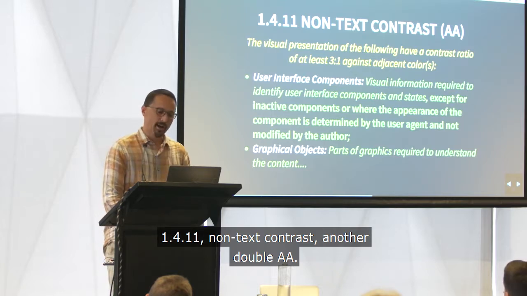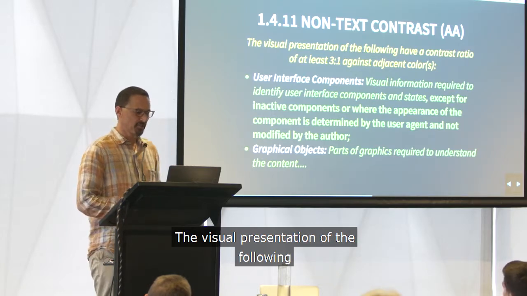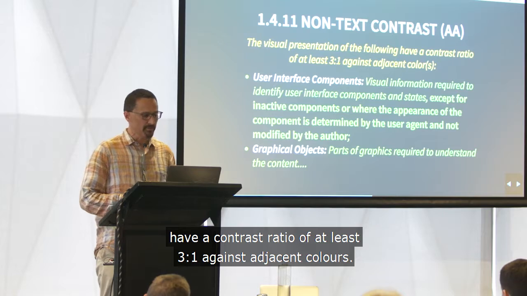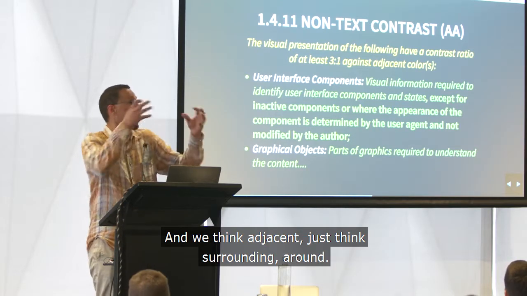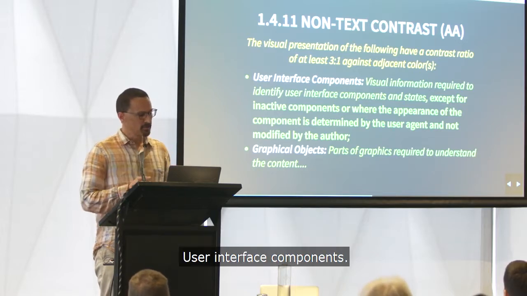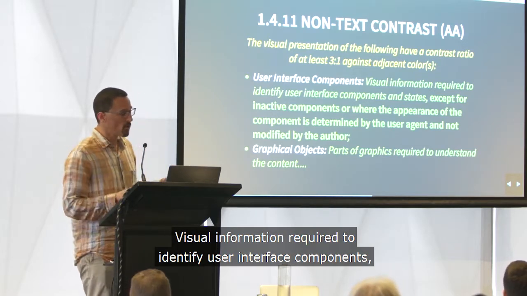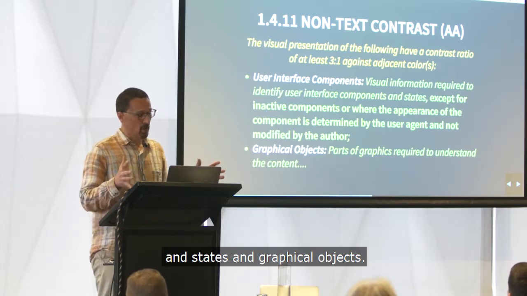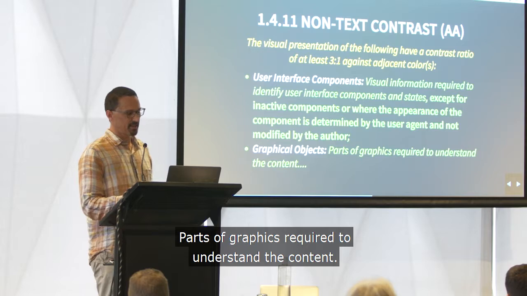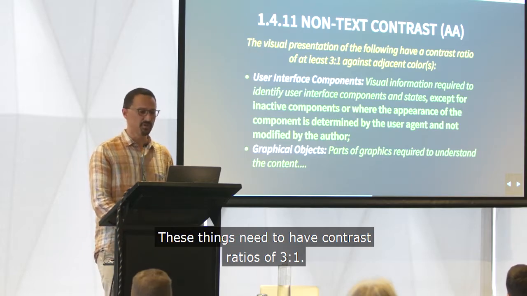1.4.11, non-text contrast, another AA. The visual presentation of the following have a contrast ratio of at least 3:1 against adjacent colors, and when we think adjacent, just think surrounding, around. User interface components, visual information required to identify user interface components and states, and graphical objects, parts of graphics required to understand the content. These things need to have contrast ratios of 3:1.